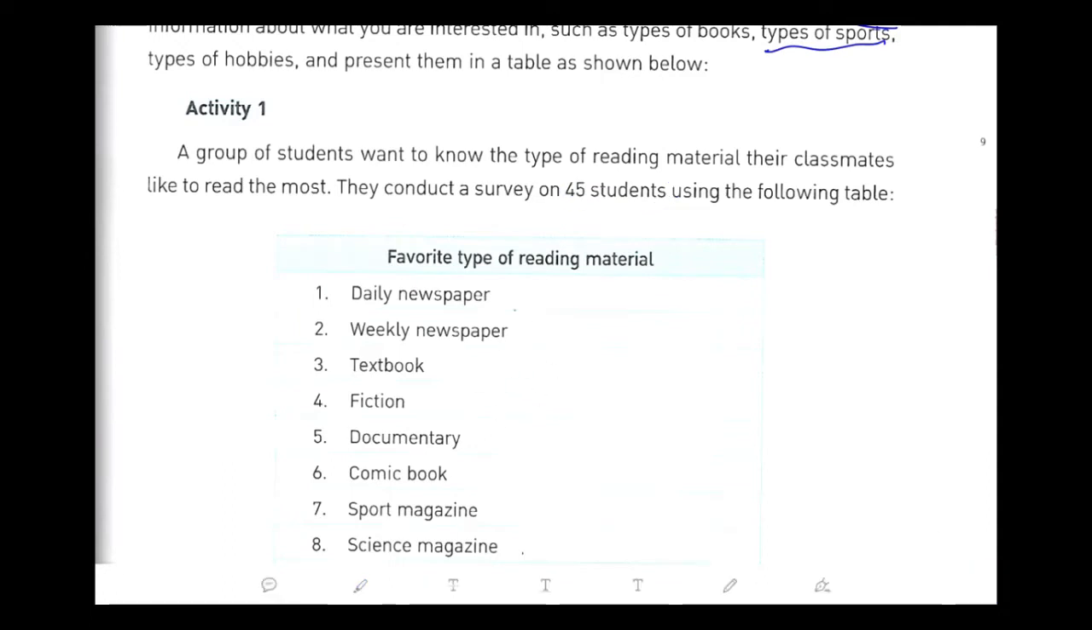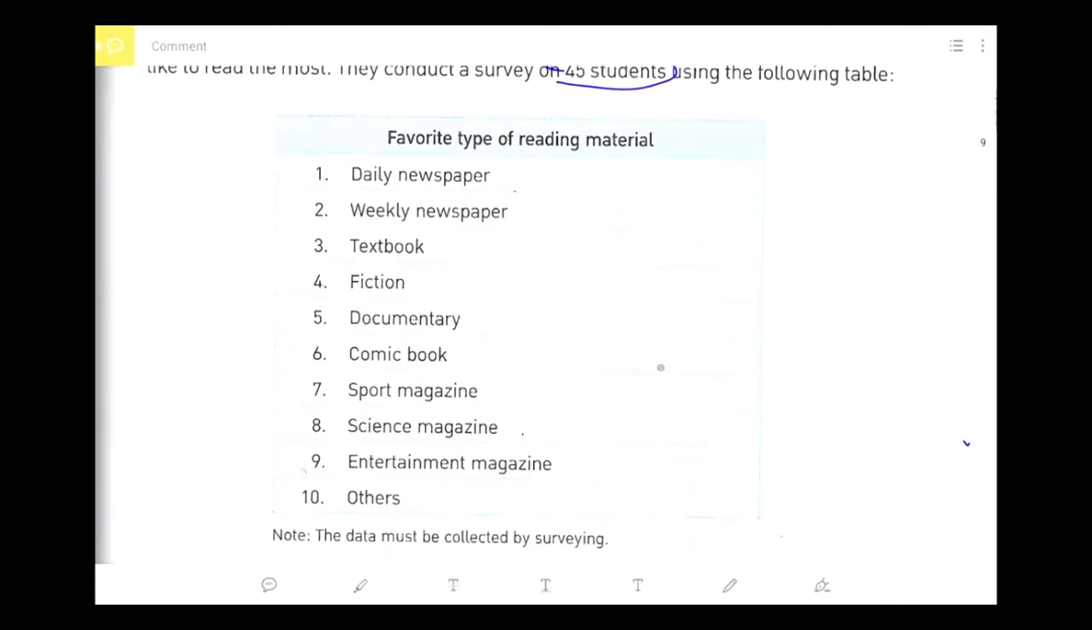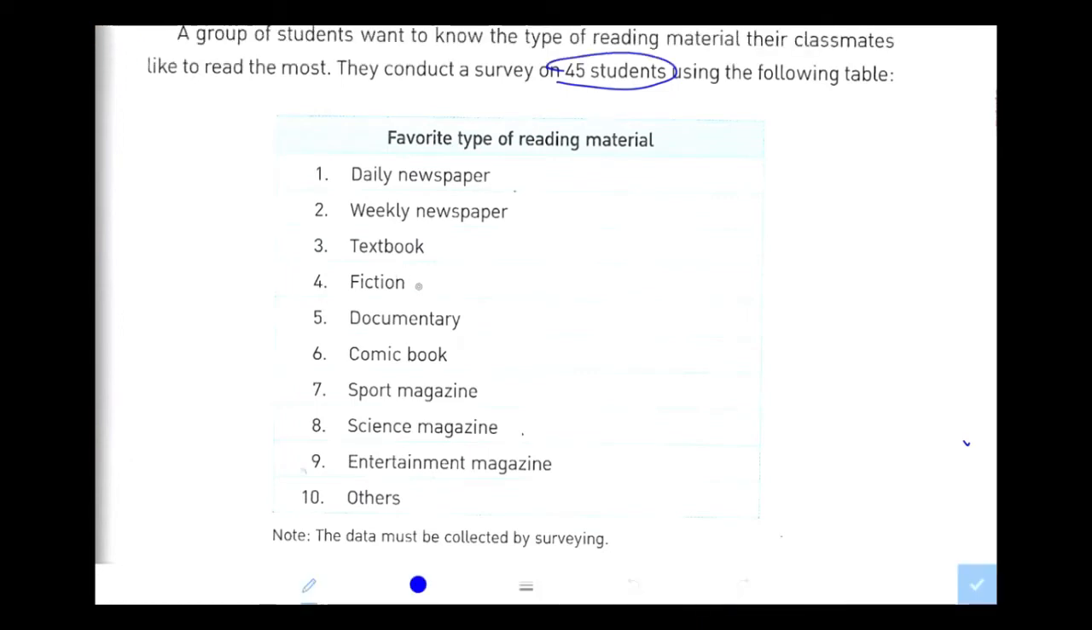So if we go a little bit more, it has daily newspaper, weekly newspaper, textbook, fiction. What is fiction? Fiction is like a story. Some people just write it out. It's going to be very fantasy. It doesn't have to be true, it doesn't have to be real. It's something that you just write from your imagination.